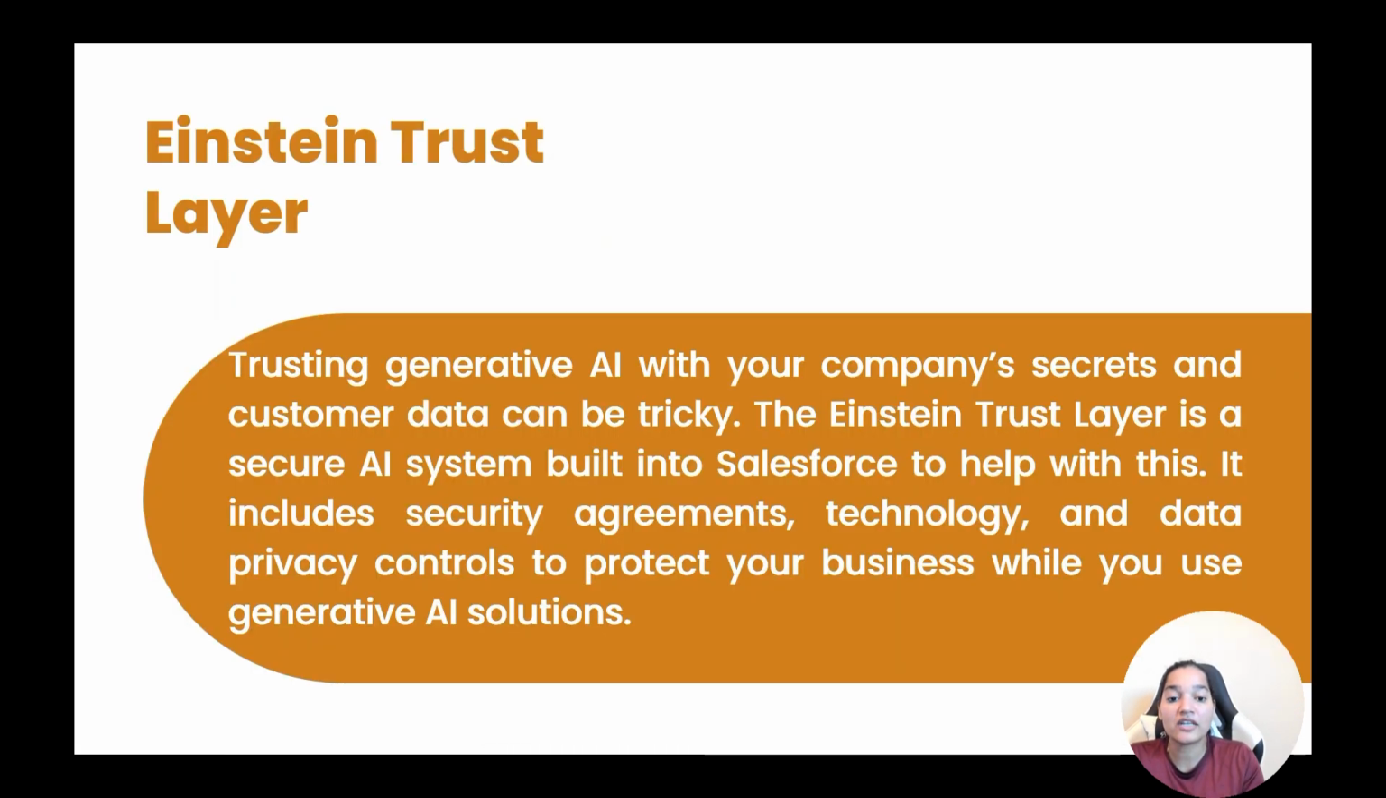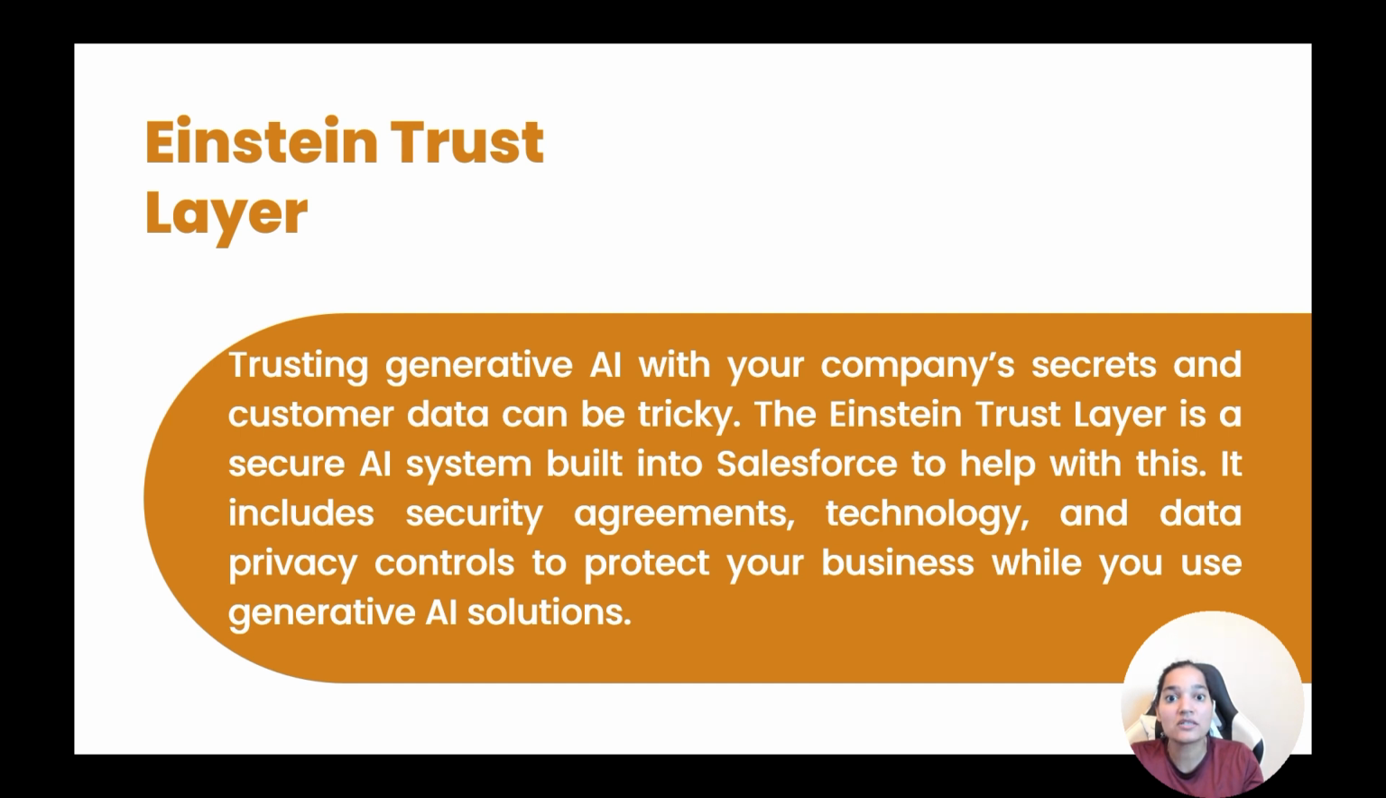So trusting generative AI with your company secrets and customer data can be tricky. The Einstein Trust Layer is a secure AI system built into Salesforce to help with this. So this layer is built to make sure your data is safe. You can use generative AI, you're going to use the same model, but in between there is a layer. Once a prompt has been sent over, that prompt goes through multiple steps before it reaches the large language model, and that is called the prompt journey.